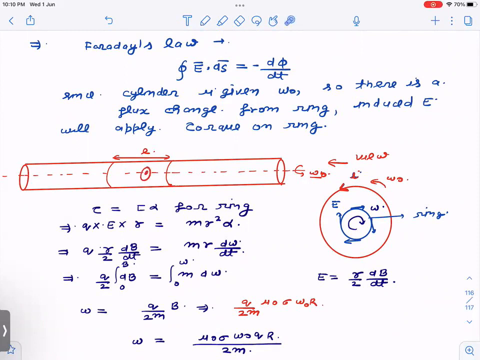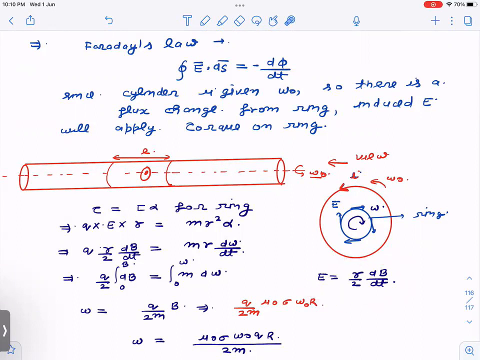If you focus on the ring, initially what was the flux through the ring? Zero. Finally, there is some flux, B into pi r squared. Because of this flux change, what will happen? This ring is non-conducting, so there cannot be any current. Because of the change of magnetic field, there will be an induced electric field. This is a cylindrical region. You know the formula of induced electric field: if the magnetic field is changing in a cylindrical region, it is r by 2 dB by dt.